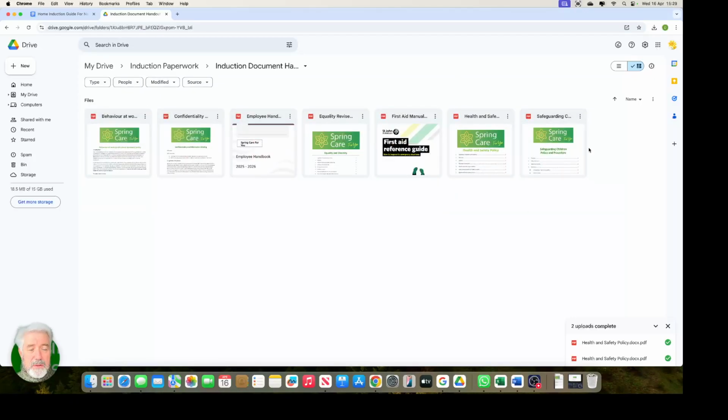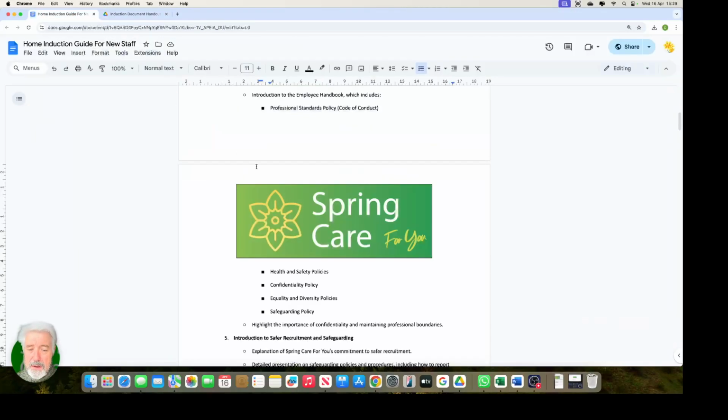And these are for you to download. You can make paper copies if you want. You can read them online, but they're all PDF'd, so they won't get affected. So you've got an extra one on first aid there. Health and safeguarding, health and safety, equality, confidentiality, and behaviour at work, which is what we're calling our code of conduct.